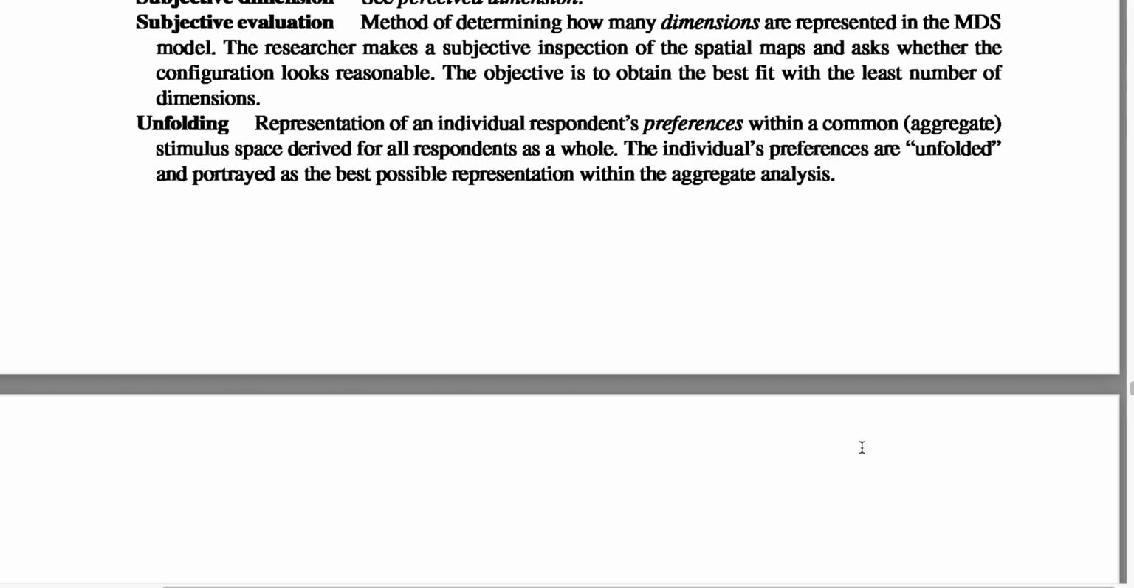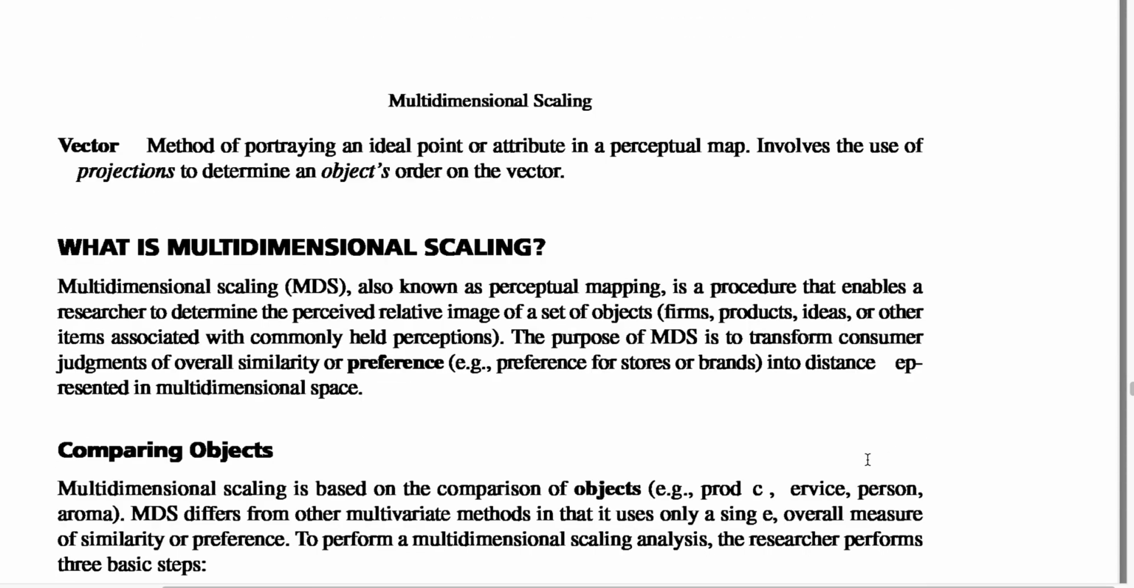Unfolding representation of an individual respondent's preferences with a common aggregate stimulus aspect derived from all respondents as a whole. The individual preferences are unfolded and portrayed as the best possible representations with the aggregate analysis. The vector method of portraying the ideal points of attributes in a perceptual map involves the use of projections to determine an object's order and the vector.